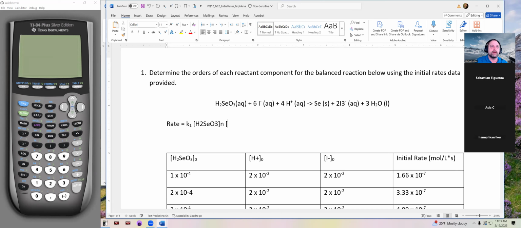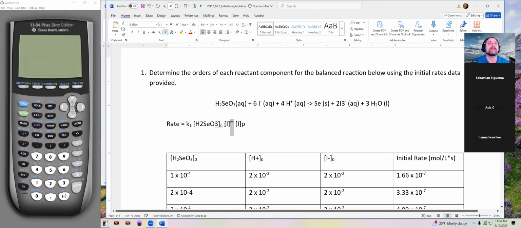I can't seem to type today. My handwriting is bad enough. All right. So we're going to do N, M, remember concentration in molarity, moles per liter. And then we're going to do P for the next one. So one, two, three different reactants. These superscripts, we don't know what they are until we've done a set of reactions.